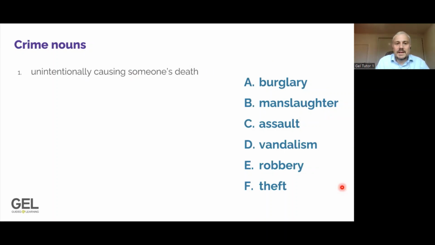The correct answer here is B, manslaughter. Unintentionally means by accident. We did not mean to do this thing, but we caused someone's death accidentally. For example, maybe a person driving a car fell asleep and the car hit another car, killing a person. This would be manslaughter.